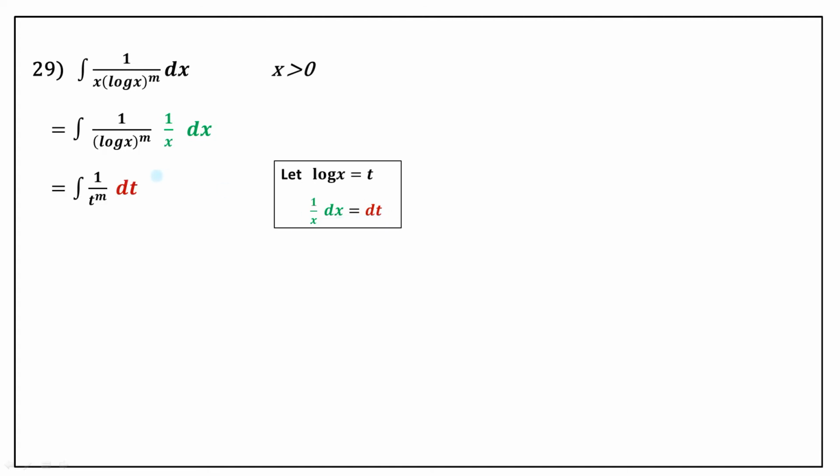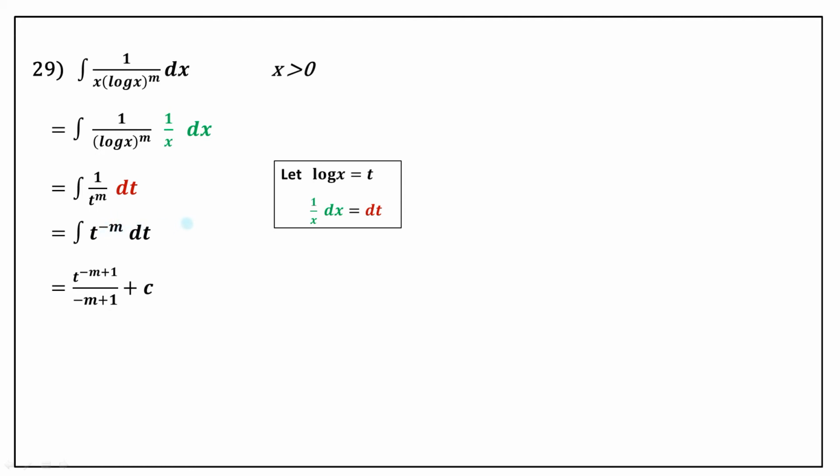Now here the substitution is 1 by t to power of m into 1 by x into dx is dt. 1 by t to power of m is not a standard form. We have to write this as t to power of minus m. This is of the form t to power of n, where when you integrate, you get t to power of n plus 1 by n plus 1. So in place of n, you have minus m. So t to power of minus m plus 1 by minus m plus 1. Remember, minus m is also a constant.